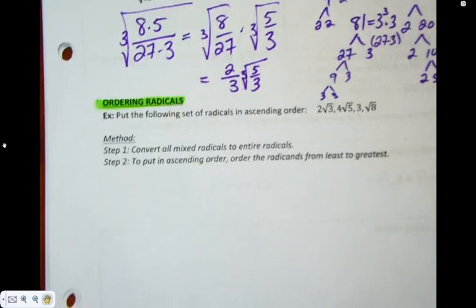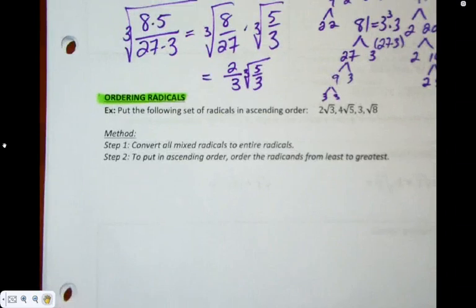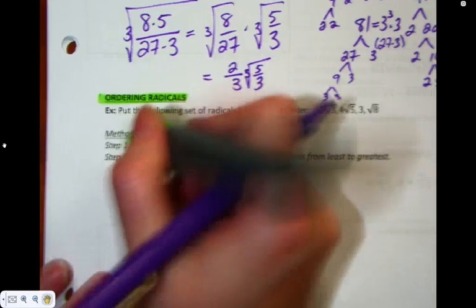So last thing we need to be able to do is order radicals, just like you did ordering fractions and ordering decimals and ordering integers. Now we're ordering radicals. Put the following set of radicals in ascending order. Highlight or circle ascending. Is that getting bigger or getting smaller? Bigger. Ascending is going up. What's the opposite? Descending, which is going down. So this we want from smallest to largest.